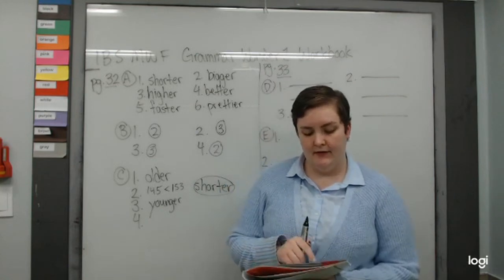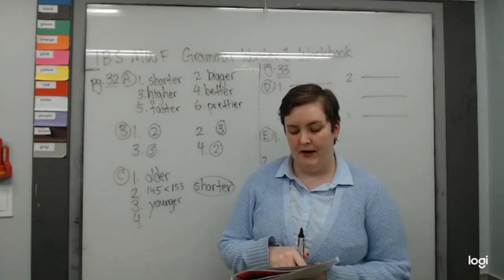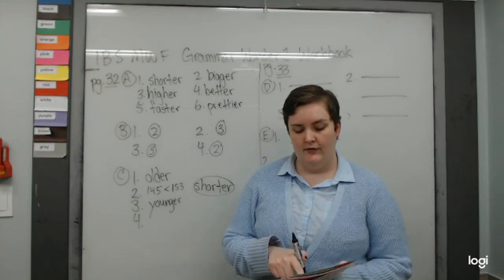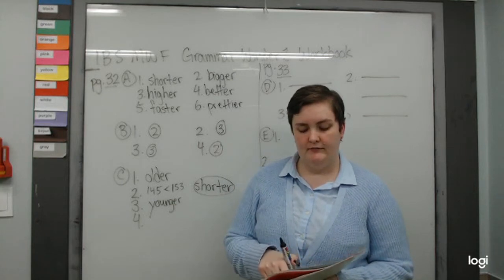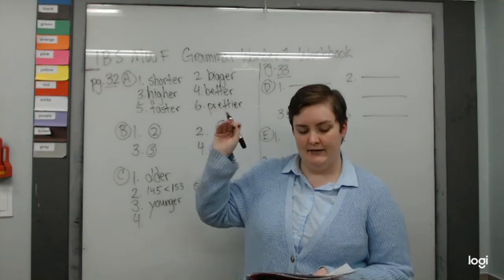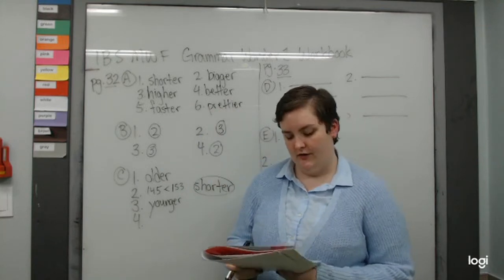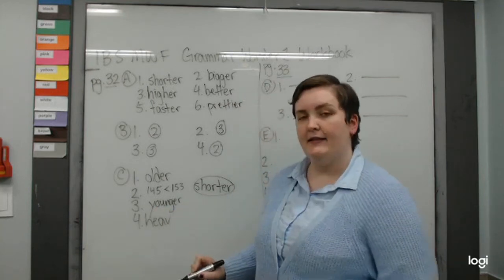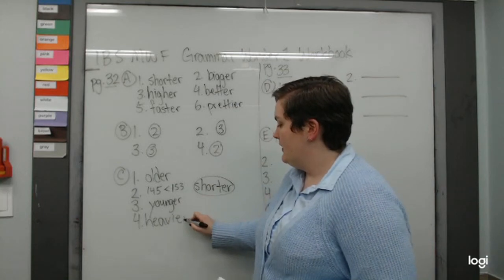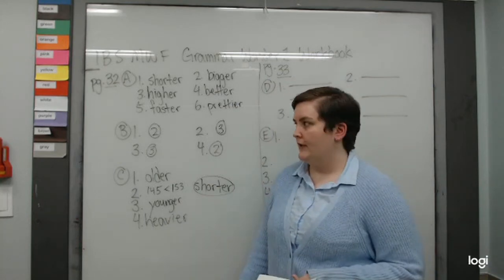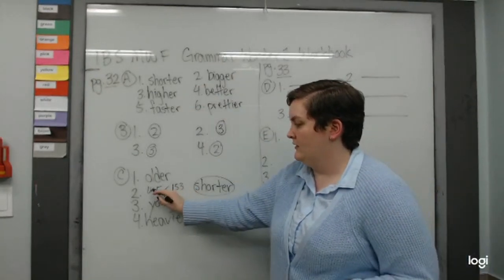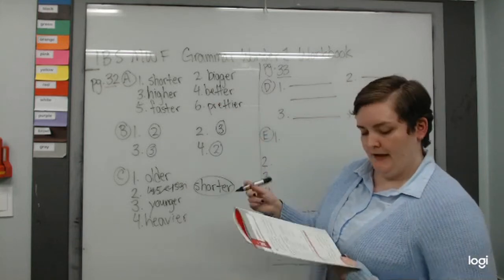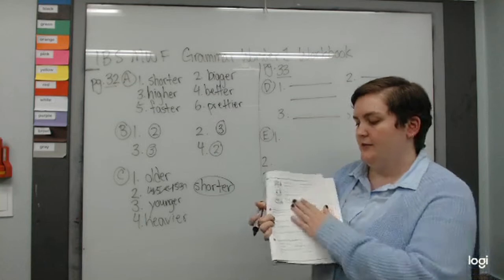In kilograms, I am 45, my brother is 39, and my sister is 42. So I am what? My weight is highest. I am heavier. And how do we spell heavier? Because heavy ends in Y, heavier is I-E-R. Okay, check all of your answers. You don't need to write that, only shorter. Check your answers for page 32, and let's move on to page 33.